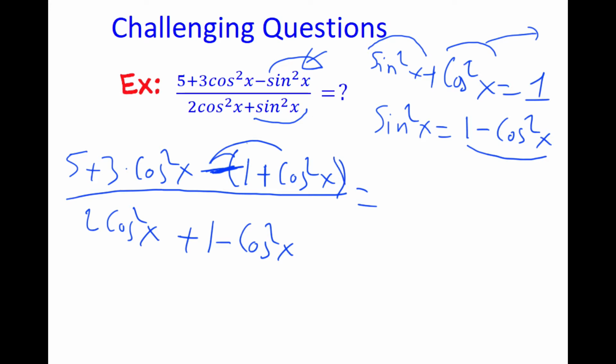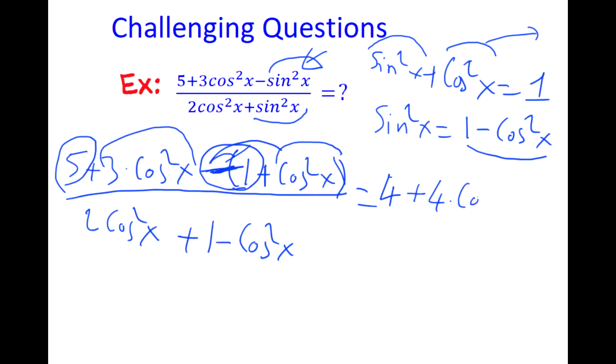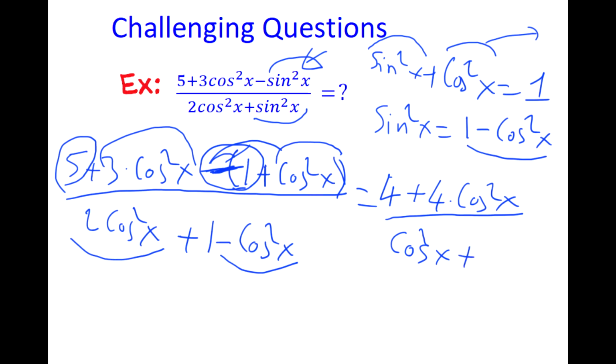Now we don't have any parentheses anymore. Here we have negative 1, and here we have 5, so it's 5 minus 1, which is 4, right? So we have 4 from here, 3 cos²x from here, and another plus cos²x. If we add them up, we have 4 times cos²x, divided by, here we have a negative cos²x and here we have 2 cos²x. If you subtract them, we have 1 cos²x, so we have cos²x plus 1.